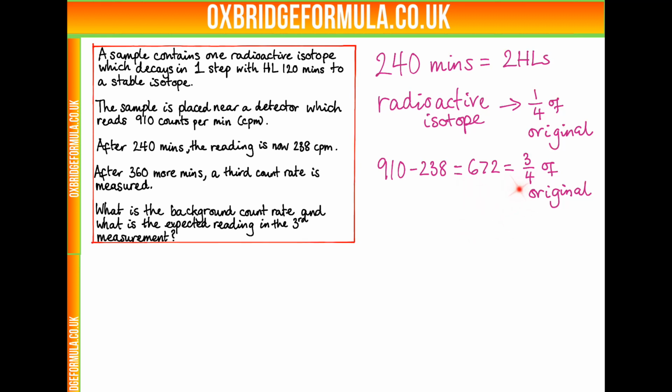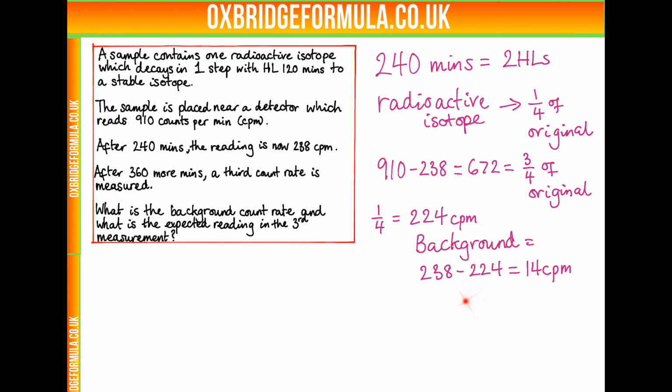So this is 3/4 of the original. So because there's a quarter left, then whatever it goes down by must be 3/4. So then to get a quarter, that must be a third of this. So a quarter is 224 counts per minute from these. So the total count rate after 240 minutes was 238, and we've just worked out that 224 of this is due to that radioactive isotope that's still there, the quarter of it that's left. So the background count rate we can easily deduce is 14 counts per minute.